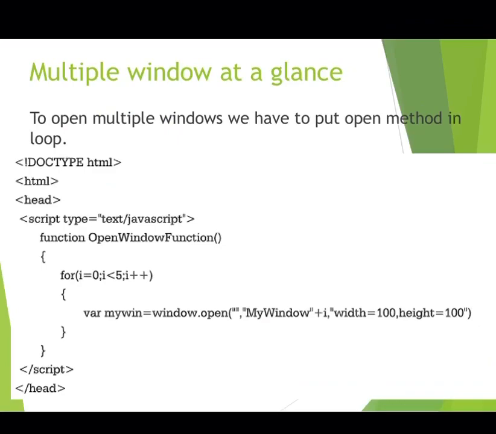Okay, so how are we going to do it? Doctype HTML, then your HTML tag, then the head tag, open the script tag. Now we'll write a function, function openWindow. So for i is equal to 0, i less than 5, meaning i is equal to 0 to 4. 0 to 4 means 5, right? So 5 windows we are going to open at a single button click. Okay, and i++.